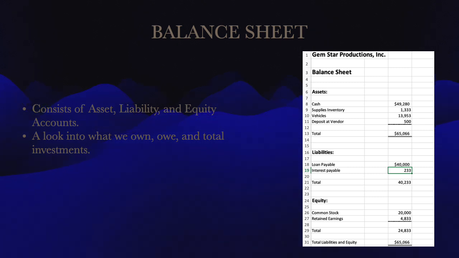Adding the total number of common stock and retained earnings brings us to our total for the equity account of $24,833. The last number we have at the bottom represents the total of our liability account, which sits at $40,233, and our equity account, which sits at $24,833, for a grand total of $65,066. And this rounds out our balance sheet.